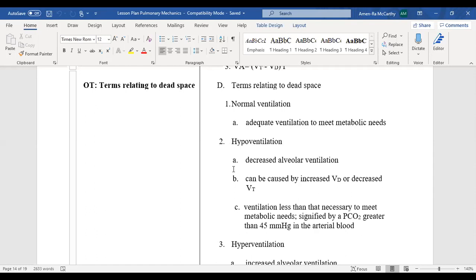All right, hypoventilation. Remember, hypo is always low, right? Less. Hypoventilation is a decreased alveolar ventilation, minute ventilation, right? Because which minute ventilation is most important?